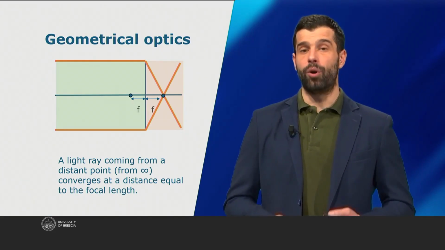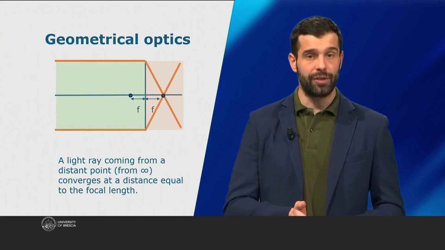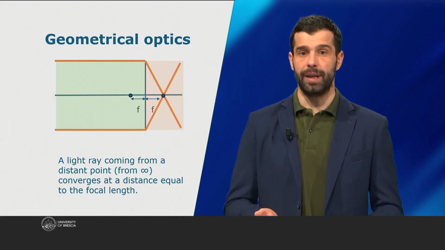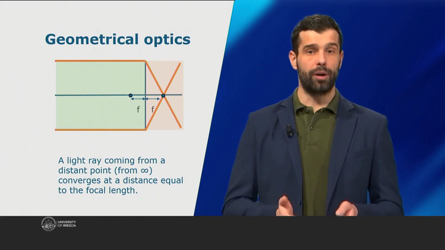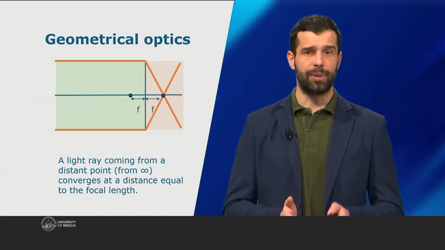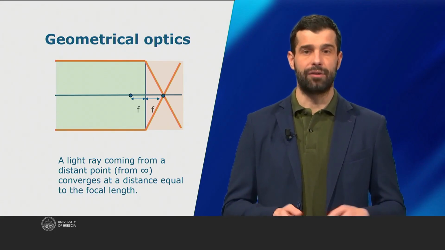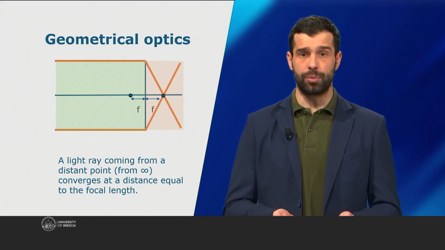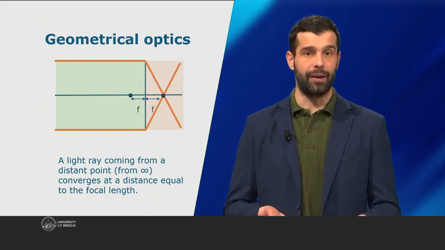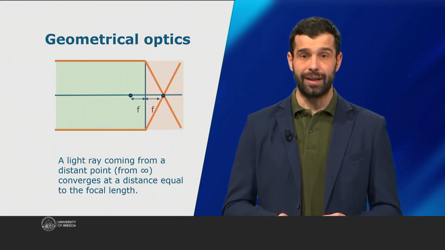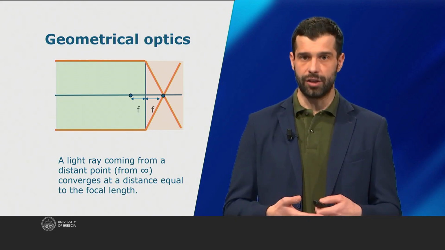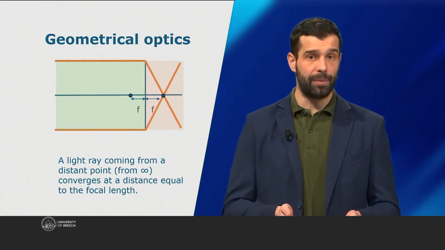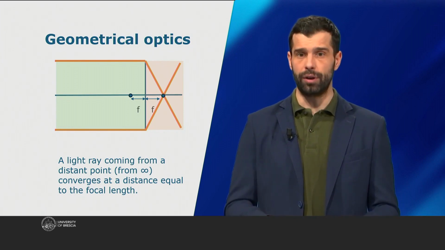Let's assume we have a point in the object plane, to the left of the lens, that emits light, meaning light rays. Furthermore, let's assume that this point is placed at a very great distance from the lens, at an infinite distance. The light rays emitted from this point will reach the lens parallel, be deflected by the lens, and converge, meaning they'll intersect, at a point distant from the lens, exactly one focal length away.